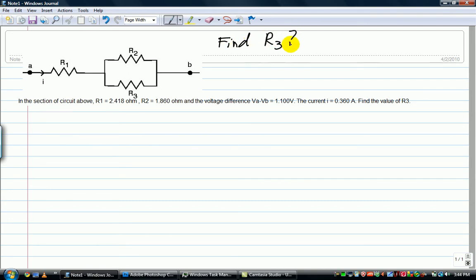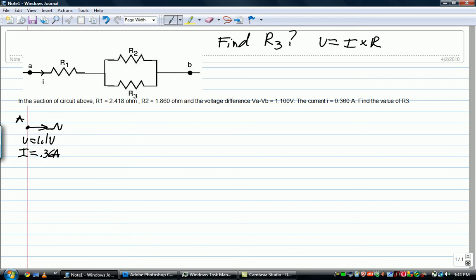Now, to do this, the only basic concept we really need to know is Ohm's law, which is voltage is equal to current times resistance. Let's just start working off what we're given. At our source here, A, we have a voltage that is equal to 1.1 volts, and we have a current that is equal to 0.36 amps.